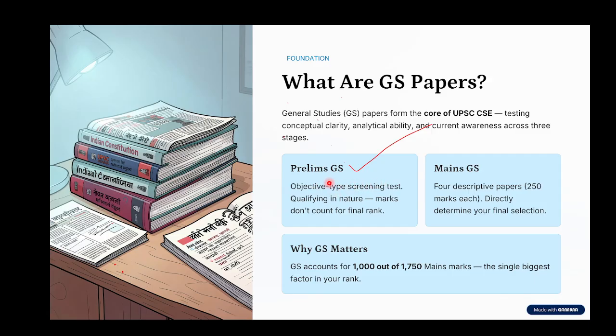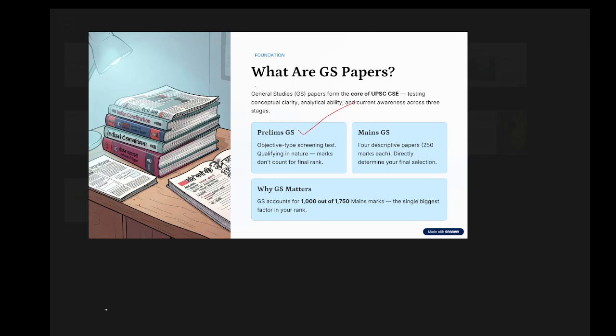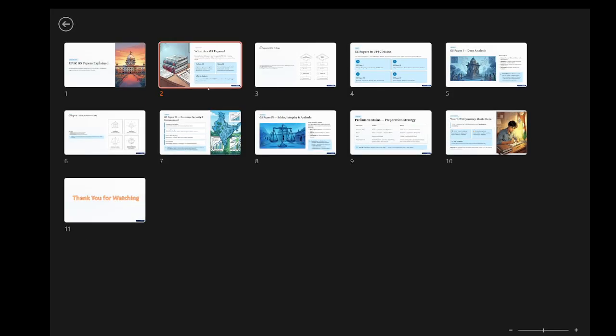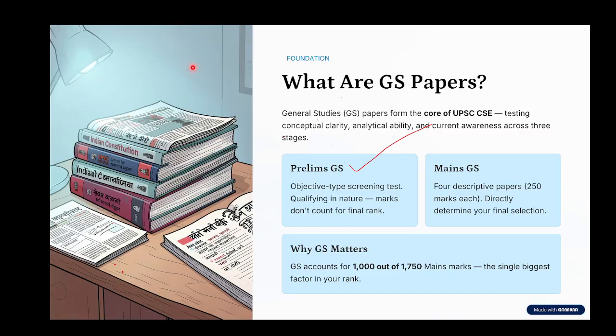It is an objective type assessment, a screening test, qualifying in nature, and marks don't count for the final rank. Whereas in mains, we have 4 GS papers, each of 250 marks, that means 1000 marks, so determining your final selection.